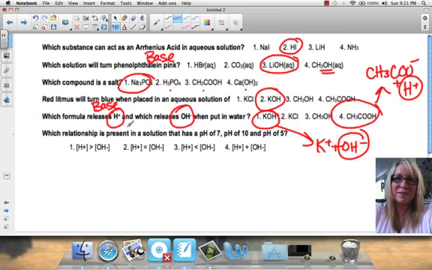Which relationship is present in a solution that has a pH of 7? pH of 7, my H plus equals my OH minus. So this is a pH of 7. A pH of 10 means it's going to be basic, so my OH minus concentration has to be greater than my H plus concentration, so that would be number 3. This is pH equal to 10. And a pH of 5 is going to be acidic, so my H plus would be greater than my OH minus.